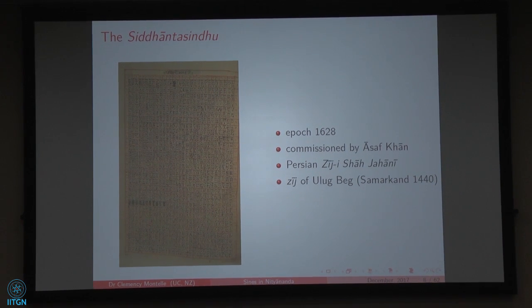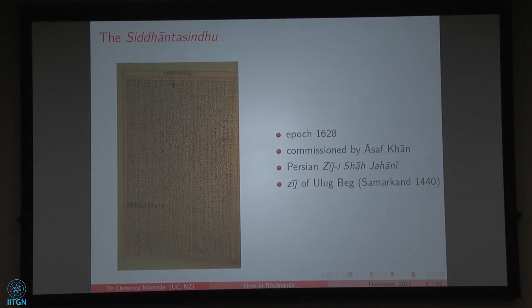The translation was composed by Asaf Khan, who was the father-in-law of Shah Jahan himself. The Persian translation, the Persian work, in fact, is a recasting of an original Arabic work. So this Siddhanta Sindhu is, in fact, a Sanskrit translation of a Persian translation of an original Arabic work. It's very interesting when you look at the transmission of tables through various cultures.